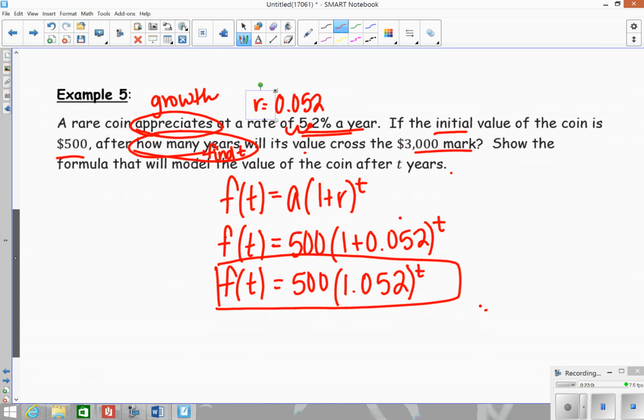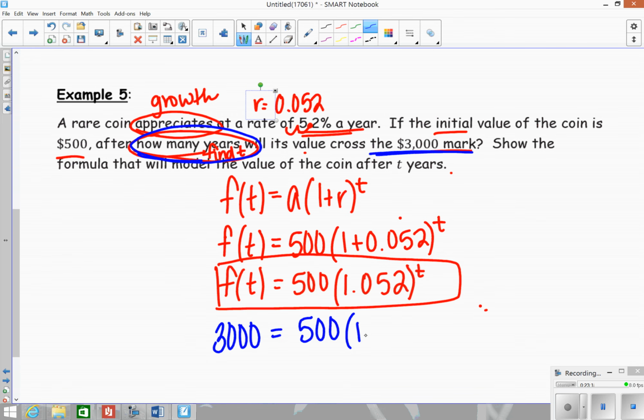Now what we want to do is actually answer this question. We want to know how many years it will take to cross the $3,000 mark. So that means $3,000 is the value, so that's going to be f of t. So we're going to plug in 3,000 over there, and we want to find the time. So that means I want to take this equation and solve for t.